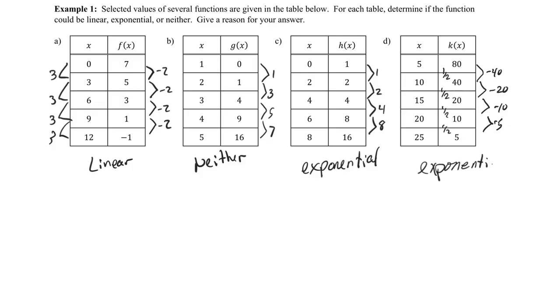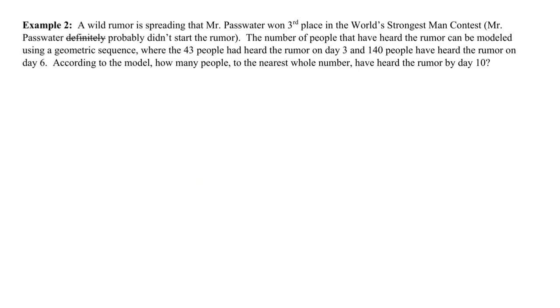Just it's a decay model this time instead of a growth model like the last one. All right, example 2, a word problem. We love word problems. A wild rumor is spreading that Mr. Passwater won 3rd place in the world's strongest man contest. Mr. Passwater probably didn't start the rumor. The number of people that have heard the rumor can be modeled by using a geometric sequence.